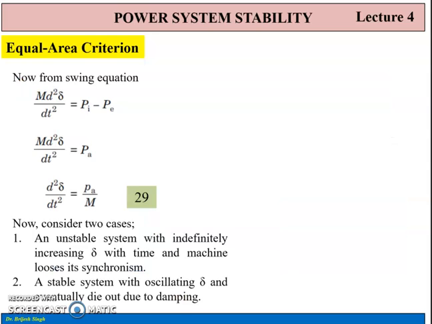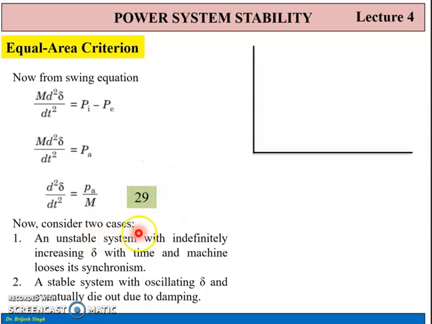Now, from the swing equation, M d squared delta upon dt squared is equal to Pi minus Pe. We have already established this equation from the swing equation. We can represent Pi minus Pe as Pa, and the entire system equation can be represented as equation number 29.